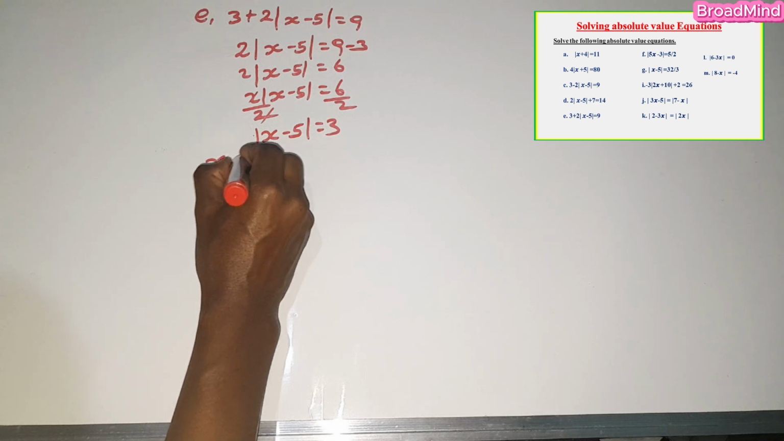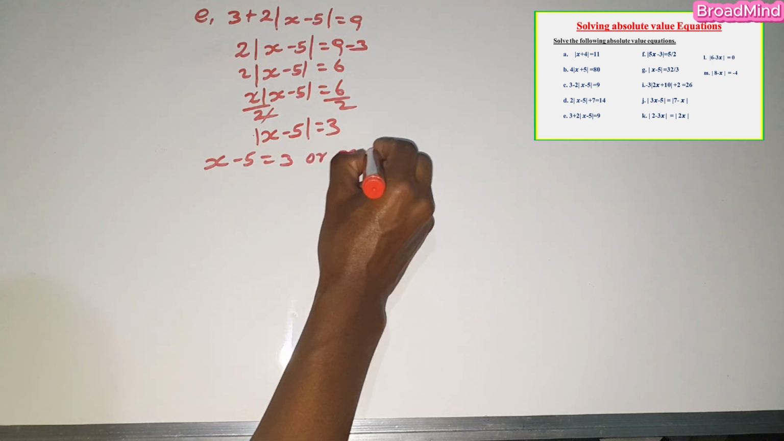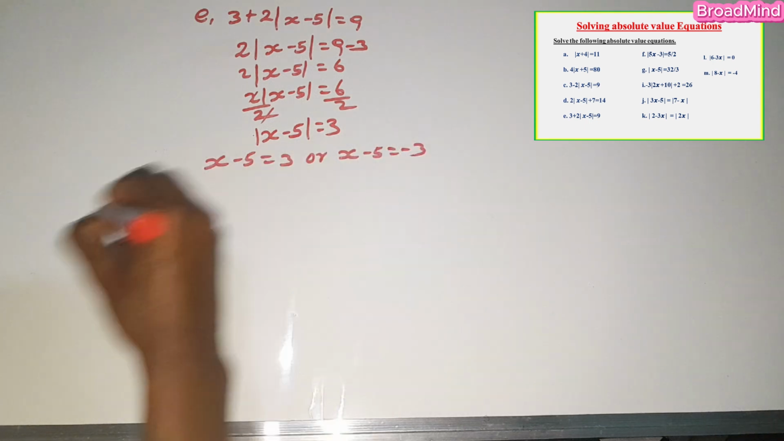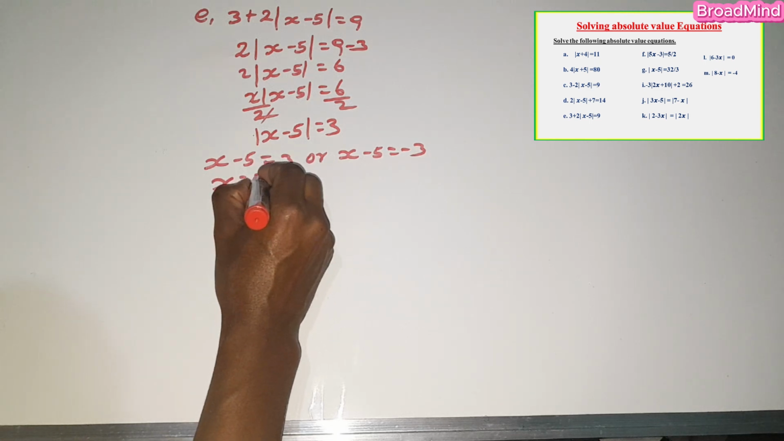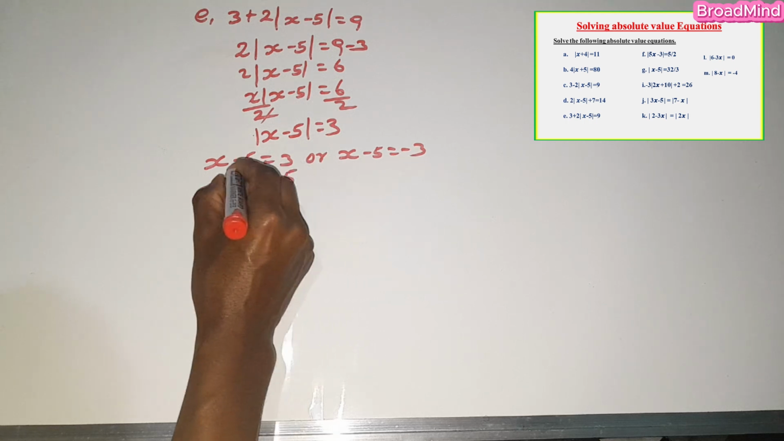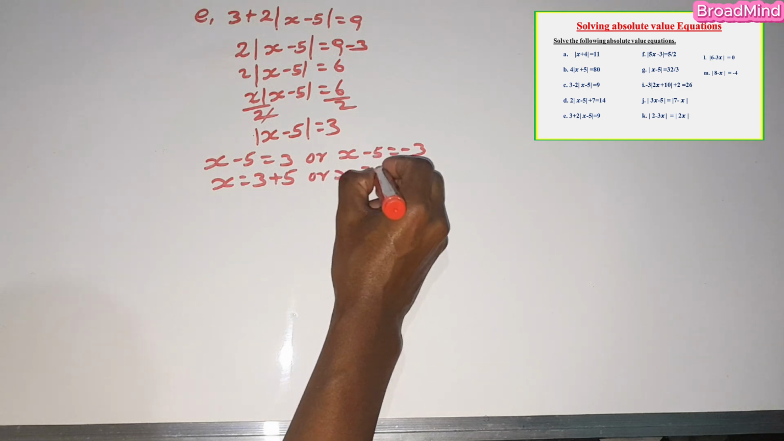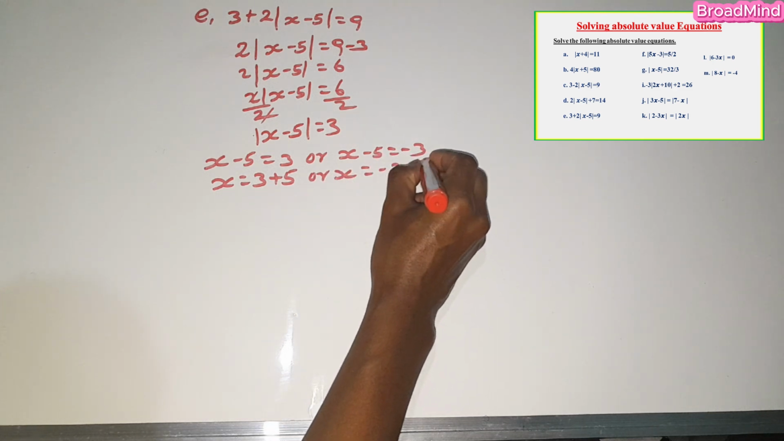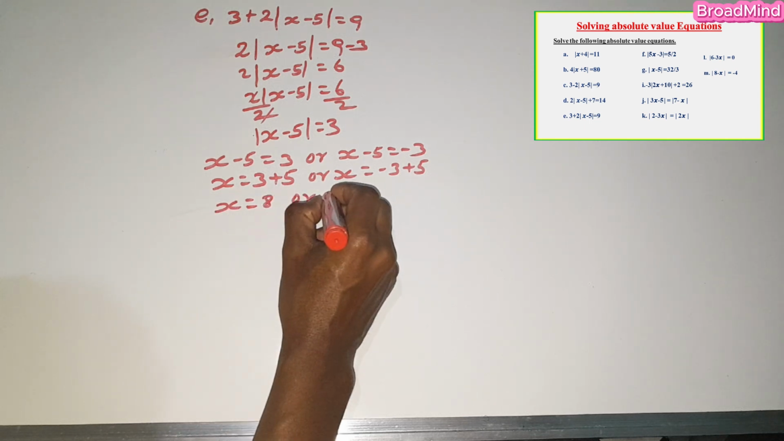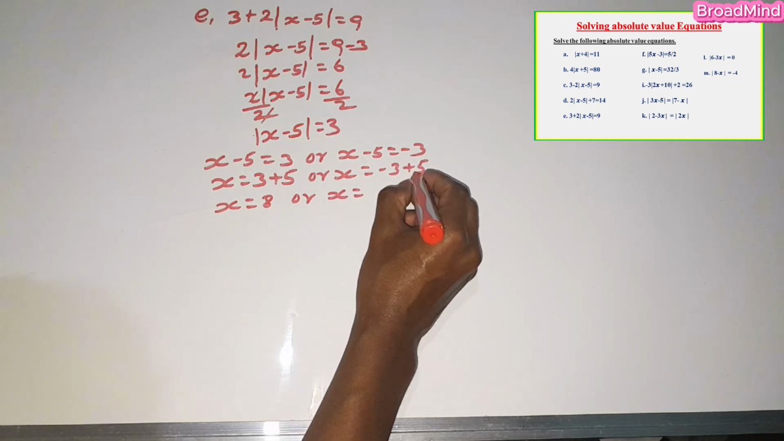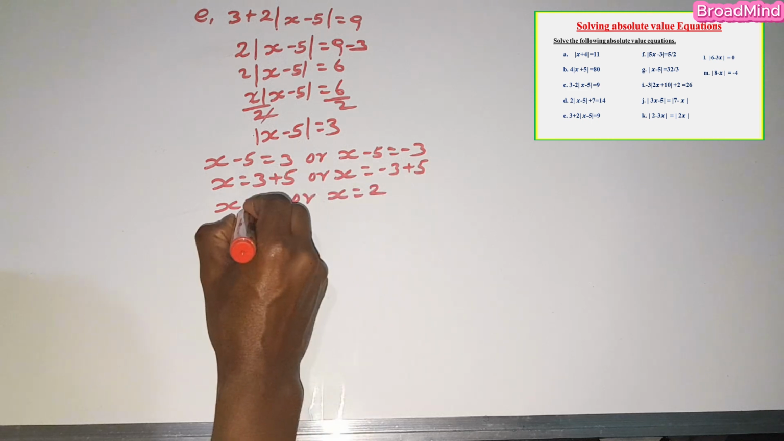Now x minus 5 is equal to 3, or x minus 5 is equal to negative 3. Then x is equal to 3 plus 5 because it is minus, or x is equal to negative 3 plus 5. Here x is equal to 3 plus 5, 8, or x is equal to, in this case, negative 3 plus 5 means 5 minus 3, which is equal to positive 2.